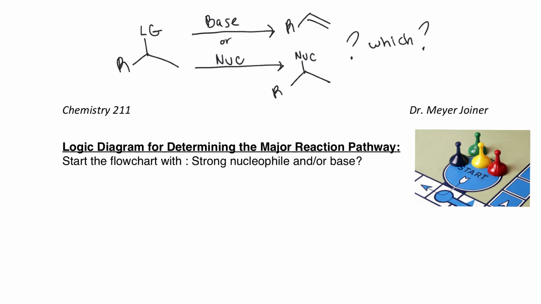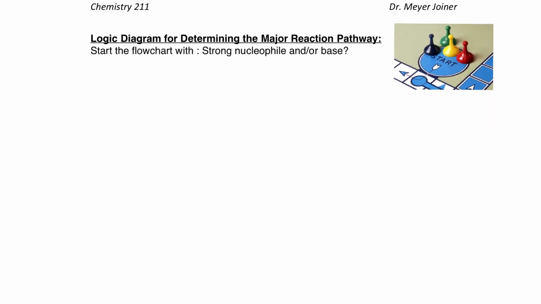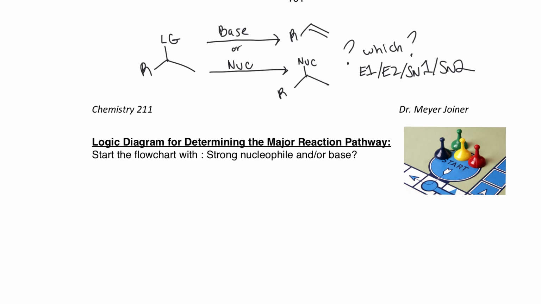So this is all about E1, E2, SN1, SN2, making a judgment call when possible. So when you're asked to make that kind of judgment call, which one's going to happen? In other words, we won't be given the product, we'll be given the substrate and stuff over the arrow, and we have to make a judgment call. I'm going to ask you to kind of go in this order.